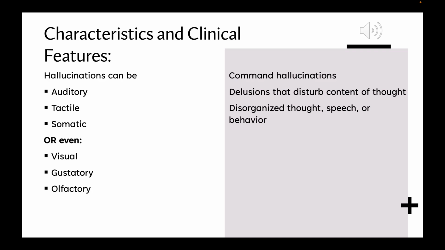Somatic is like a crawling in your stomach. Visual hallucinations are seeing things that aren't there. Gustatory hallucinations are tasting things that are not there, and olfactory hallucinations are sensing odors that are not present. And then command hallucinations are voices that instruct you to do something, and this can be dangerous because someone could say that they're hearing a voice that's telling them to harm themselves, which is very dangerous.